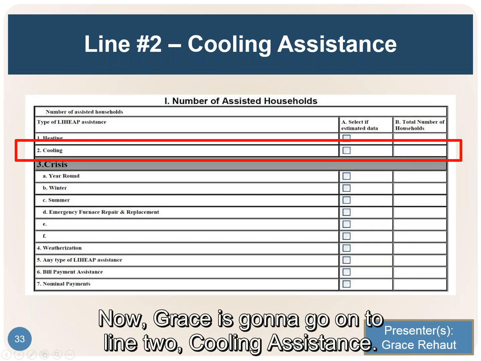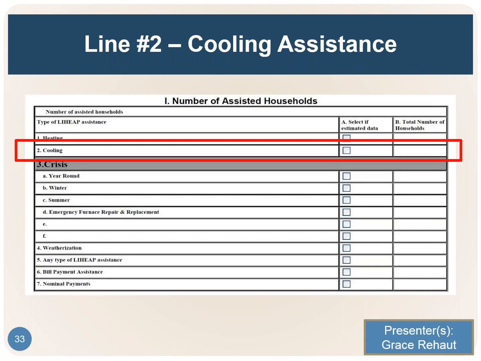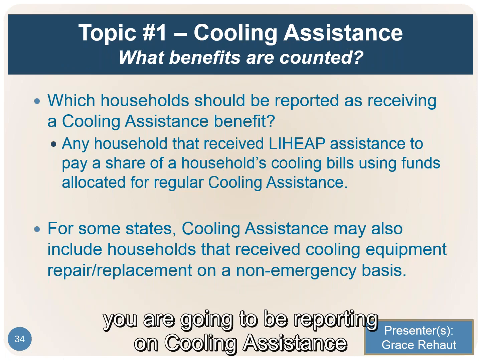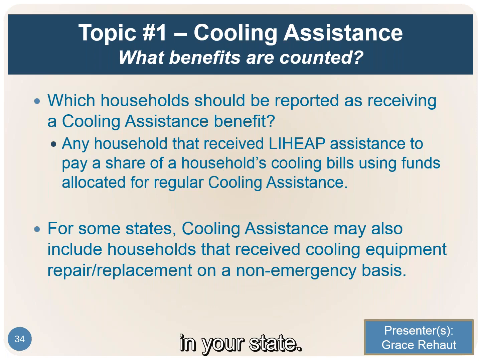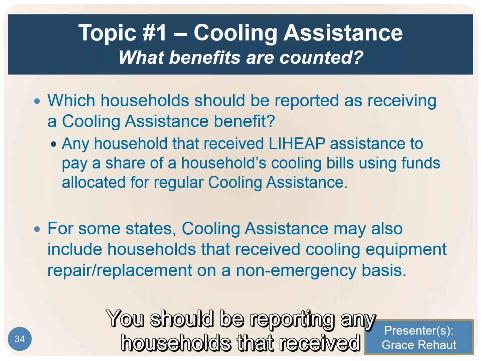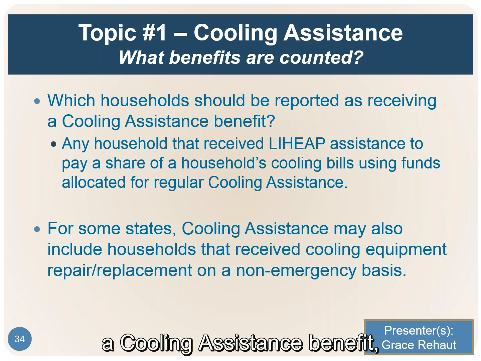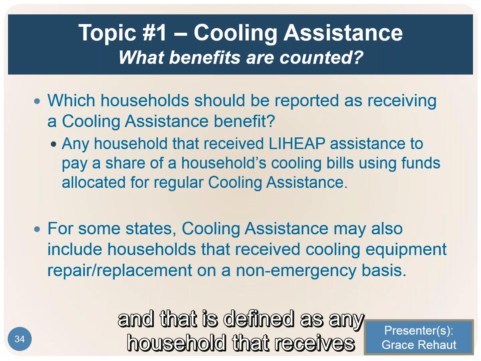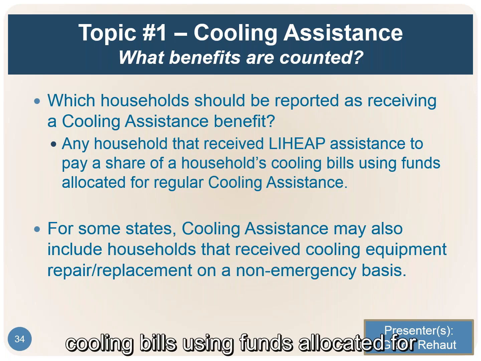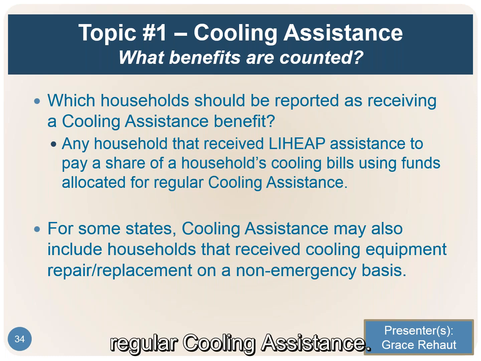Now Grace is going to go on to line 2, cooling assistance. So in line 2 of section 1 of your household report, you are going to be reporting on cooling assistance in your state. So what benefits should be counted here? You should be reporting any households that received a cooling assistance benefit, and that is defined as any household that receives LIHEAP assistance to pay a share of the household's cooling bills using funds allocated for regular cooling assistance.